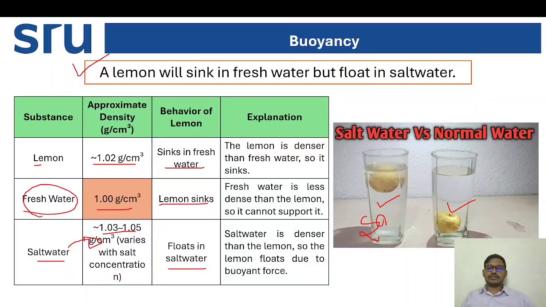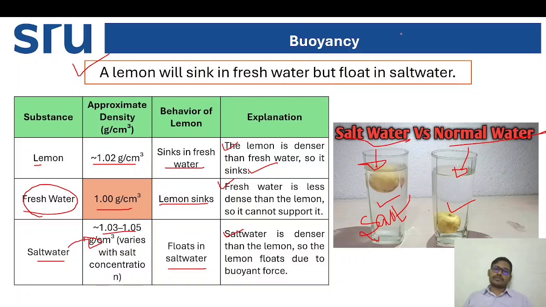This is salt water. As you can see, this is salt water. This is normal water. Here you can observe that it is the same water, same lemon. But why is it floating? Because by just adding salt to it, the density increases, so floating conditions will happen. The lemon is denser than fresh water, so it sinks, and the salt water is denser than the lemon, so the lemon floats due to the buoyant force. Fresh water is less dense than the lemon, so the lemon will sink, as the water cannot support it.